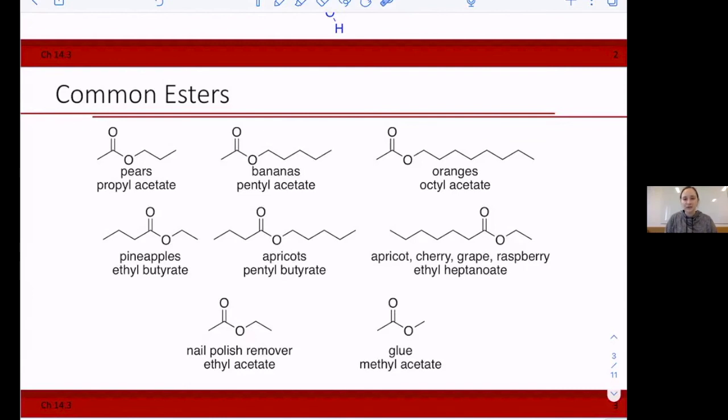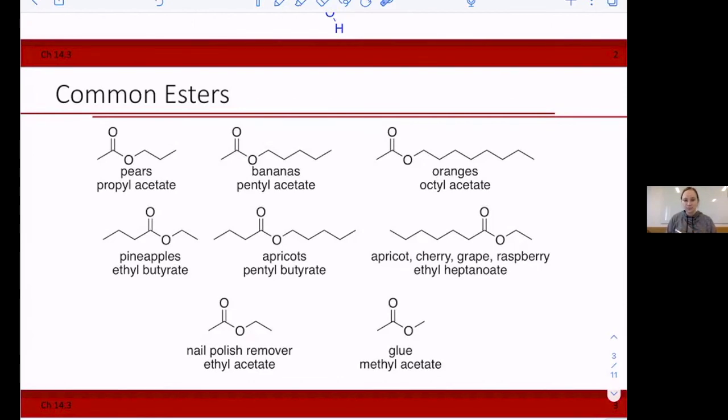We also have oranges with octyl acetate. We have pineapples, apricots, cherry, grape, raspberry. All of these different flavors and smells are common of esters. And then also they're not necessarily all 100% good. I don't personally mind these smells, but I know a lot of people don't like the smell of nail polish remover, which is typically ethyl acetate or acetone. Ethyl acetate is also the main ingredient for the actual nail polish itself.